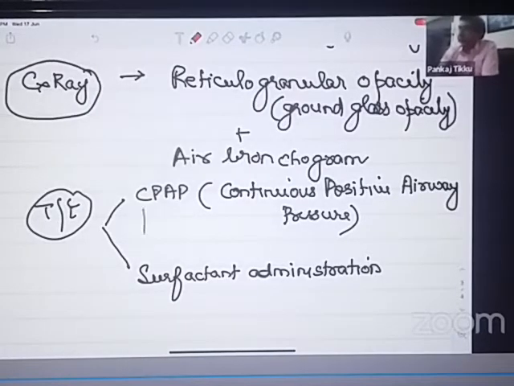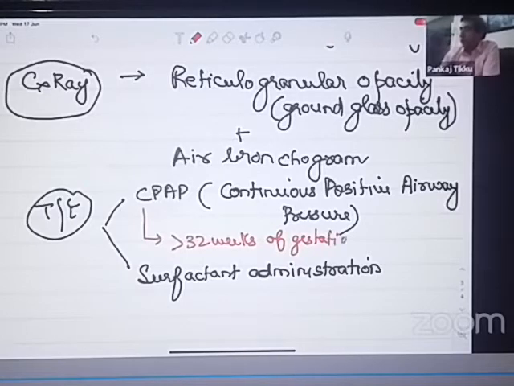It is given in children who are more than 32 weeks of gestation, and in children who have mild respiratory distress. It is usually not given when the respiratory distress is very severe. It is usually given in children who are not very premature, meaning the gestation should be more than 32 weeks. A child born before 32 weeks probably should not be given CPAP therapy.